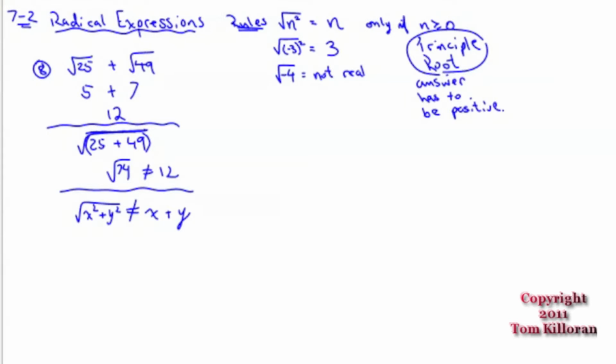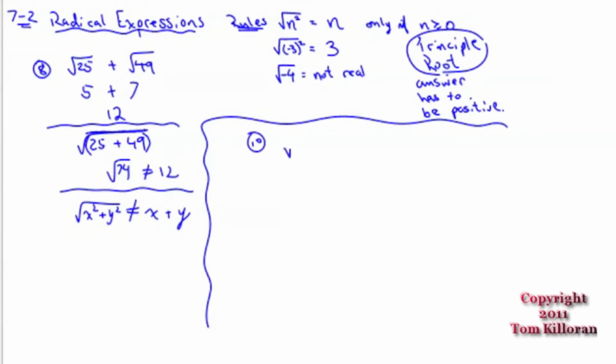They have to be products underneath. All right, let's try another problem and see what other little quirks come up with square roots. Number 10. The negative square root of 4/25. Now, is this the same thing as taking the square root of negative 4/25?